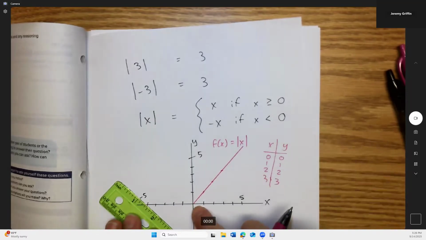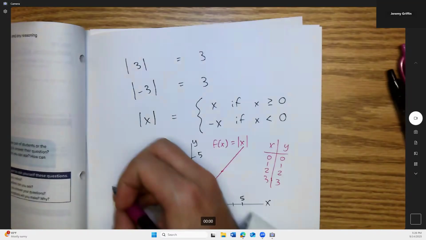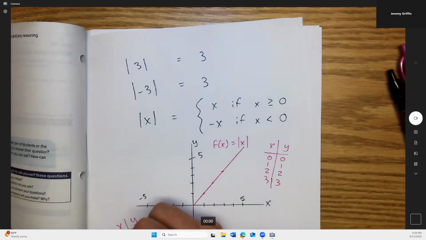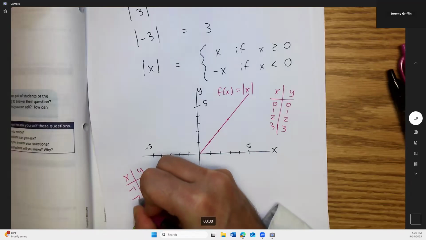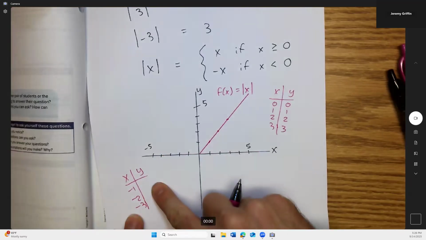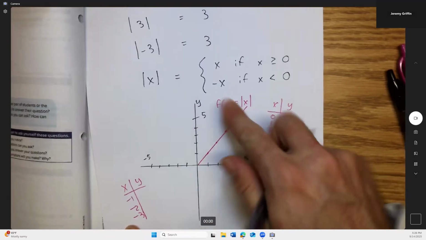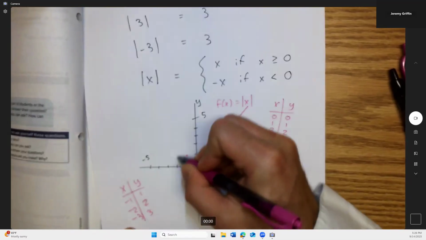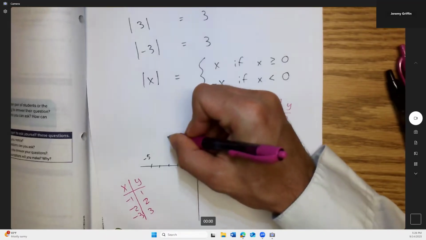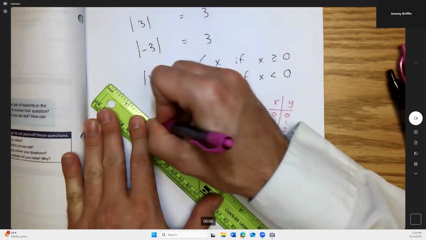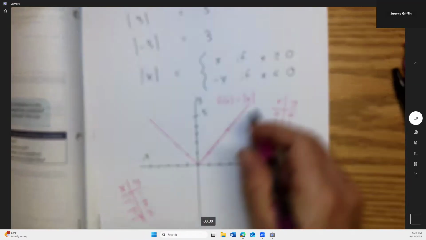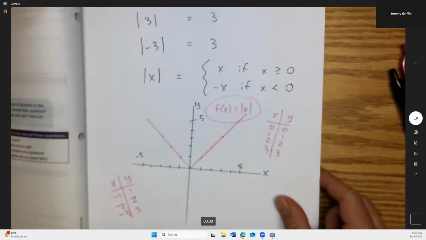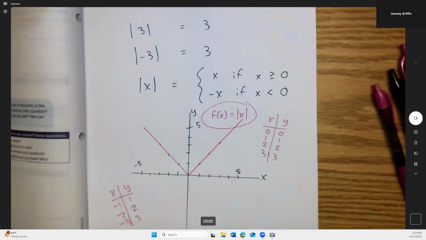But say if you go into negative territory, let's make a different xy table. If x is negative 1, negative 2, negative 3, well, now the absolute value is going to be 1, 2, 3. So it's negative 1, 1, negative 2, 2, negative 3, 3. Line them all up, just like that. There's your classic V curve. This is for y equals absolute value of x, f of x equals absolute value of x.